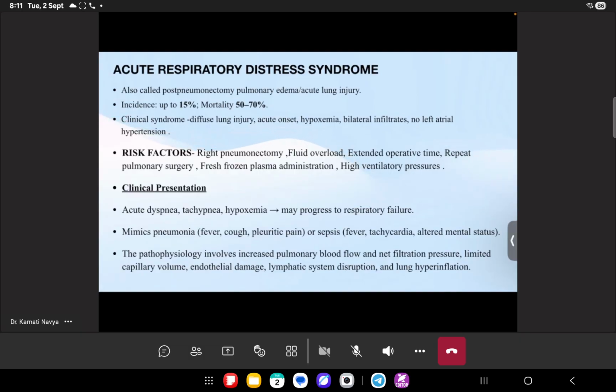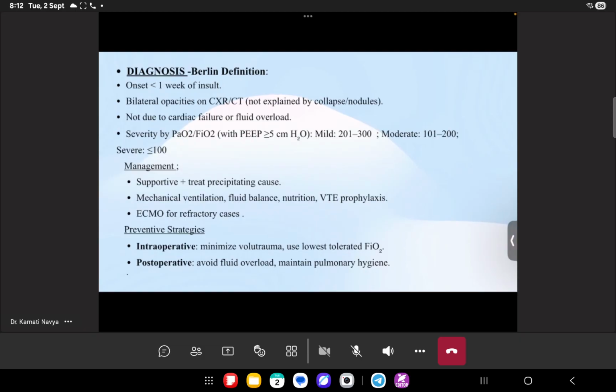They clinically present with acute dyspnea, tachypnea, and hypoxemia, which may progress to respiratory failure. It also mimics pneumonia with fever, cough, and pleuritic pain, or sepsis, including fever, tachycardia, and altered mental status. The pathophysiology involves increased pulmonary blood flow and net filtration pressures, limiting the capillary volume, endothelial damage, lymphatic system disruption, and lung hyperinflation. The diagnosis is based on the Berlin definition.